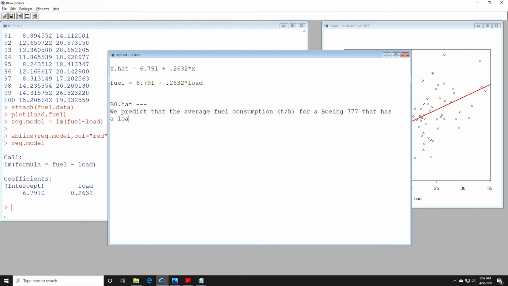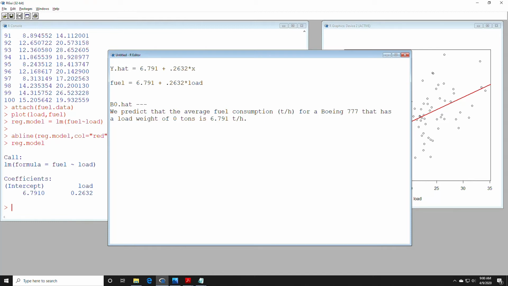that has a load weight of 0 tons, right? This is what the intercept means. It is the average value of y when x is 0, meaning this term goes away. So the average fuel consumption for a plane that has a load weight of 0 tons is 6.791 tons per hour.